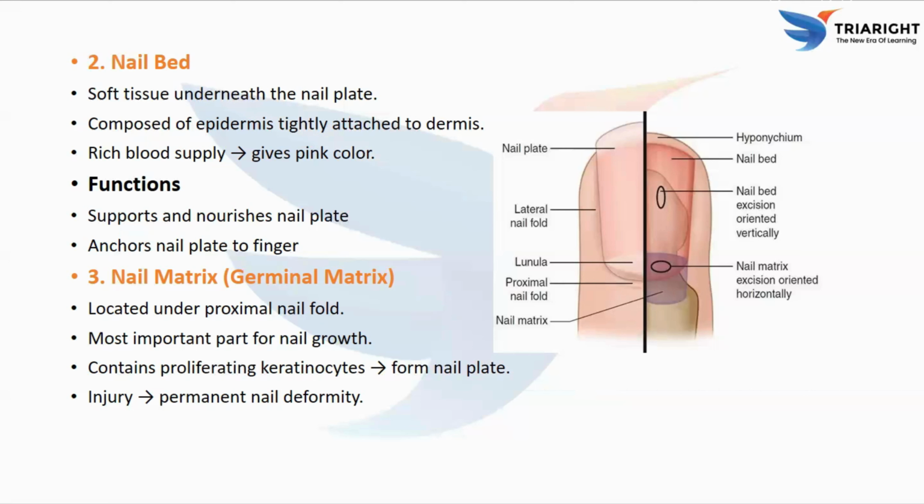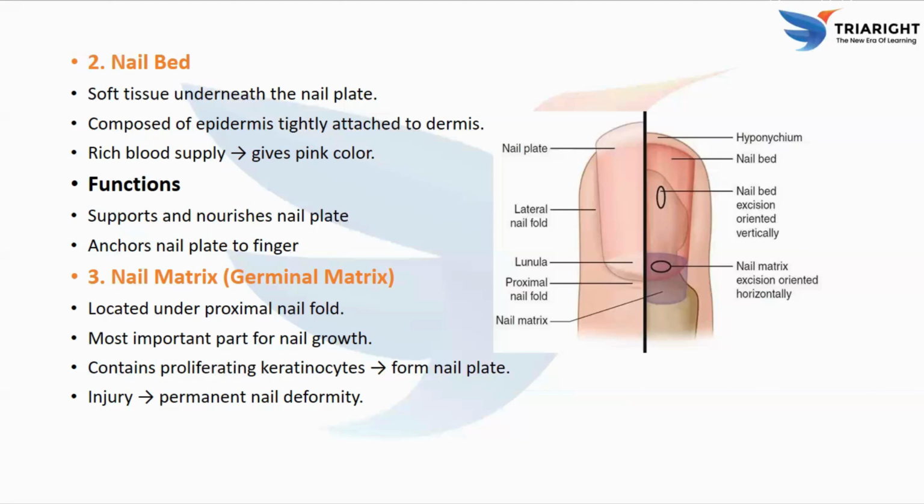What is the role of the nail matrix in nail growth? It is the most important part for nail growth. It contains actively dividing keratinocytes. These cells multiply, get packed, and at last form the nail plate. If the nail matrix gets injured, it can lead to permanent nail deformity, because once injured it cannot regenerate properly. It does not have the proper regeneration abilities.